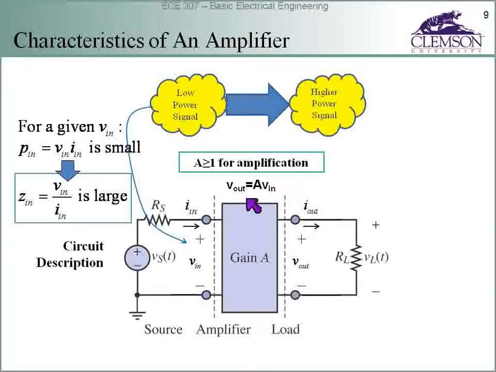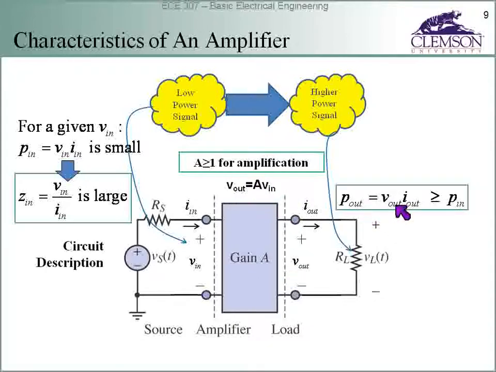The amplifier is probably going to increase the voltage level so that the output is equal to some A times the input, and generally that A is going to be greater than or equal to 1. The output is bigger than the input, and so then the power out is going to be bigger than the power in. That's the second characteristic of the amplifier. It's going to make the output bigger in some way than the input. Question then, what circuit components do we have that we could build an amplifier with?